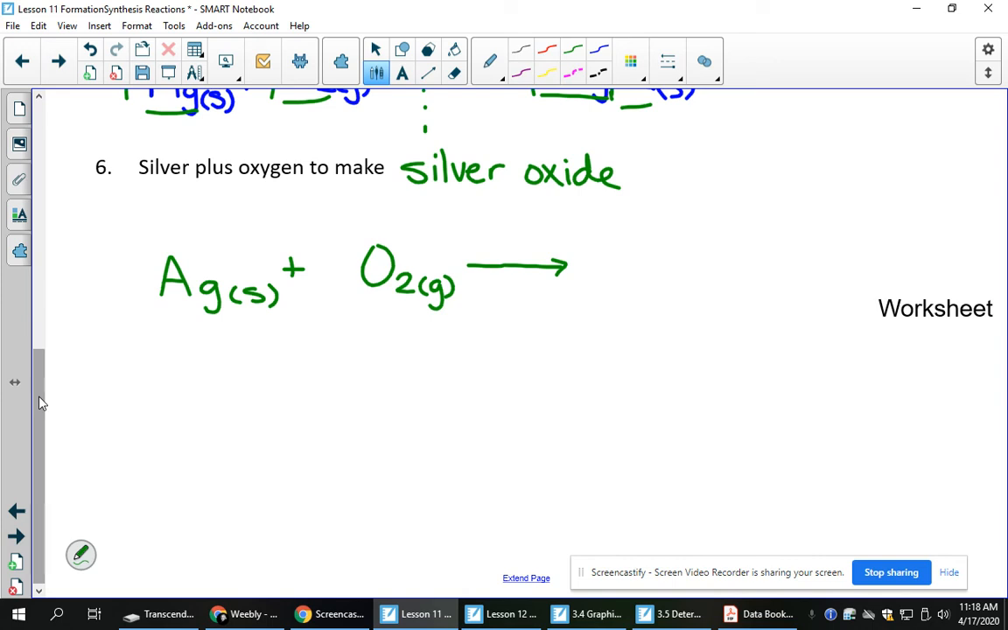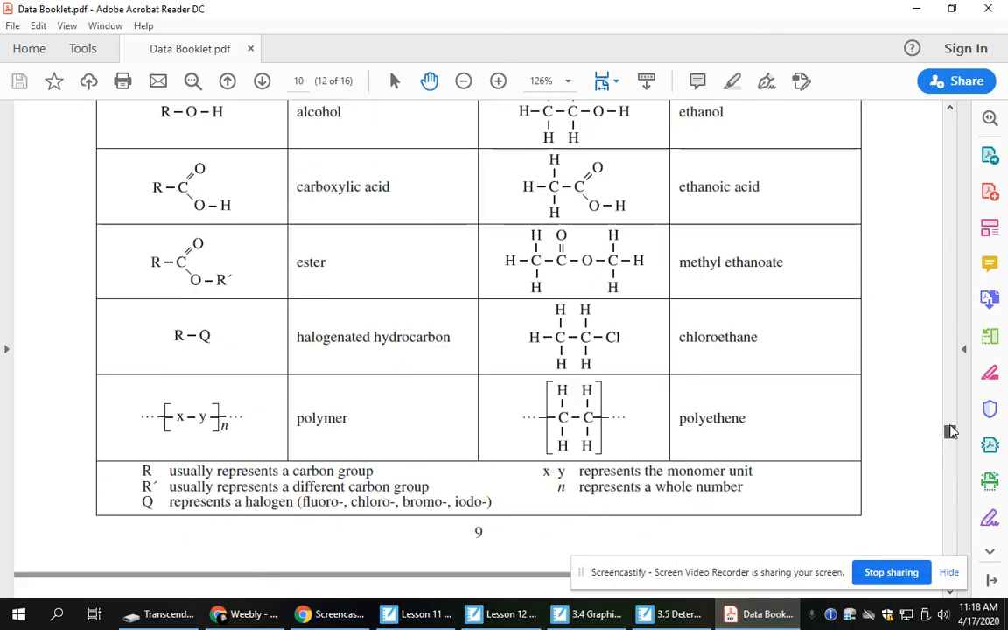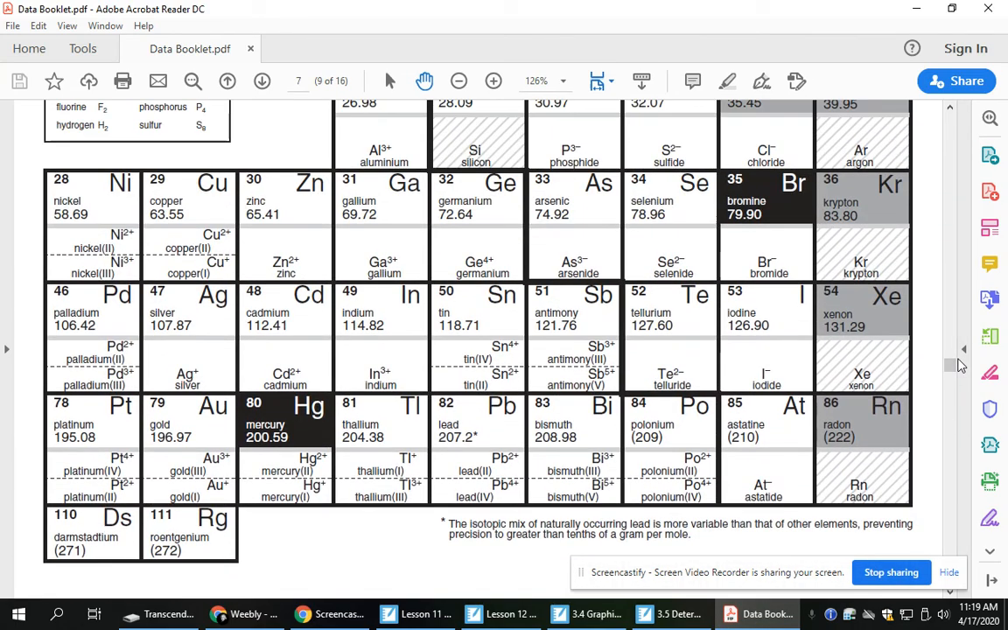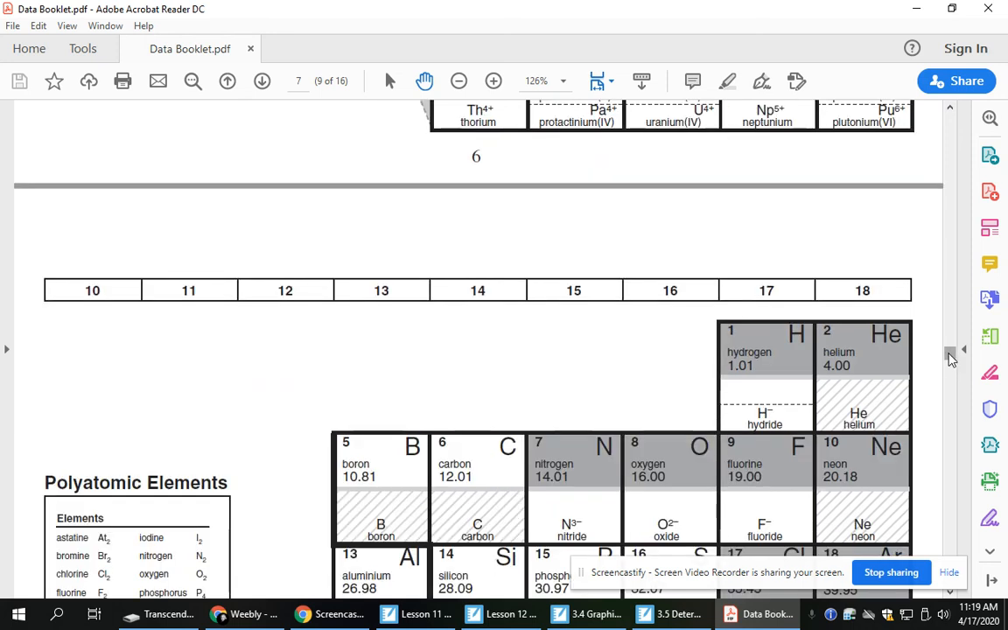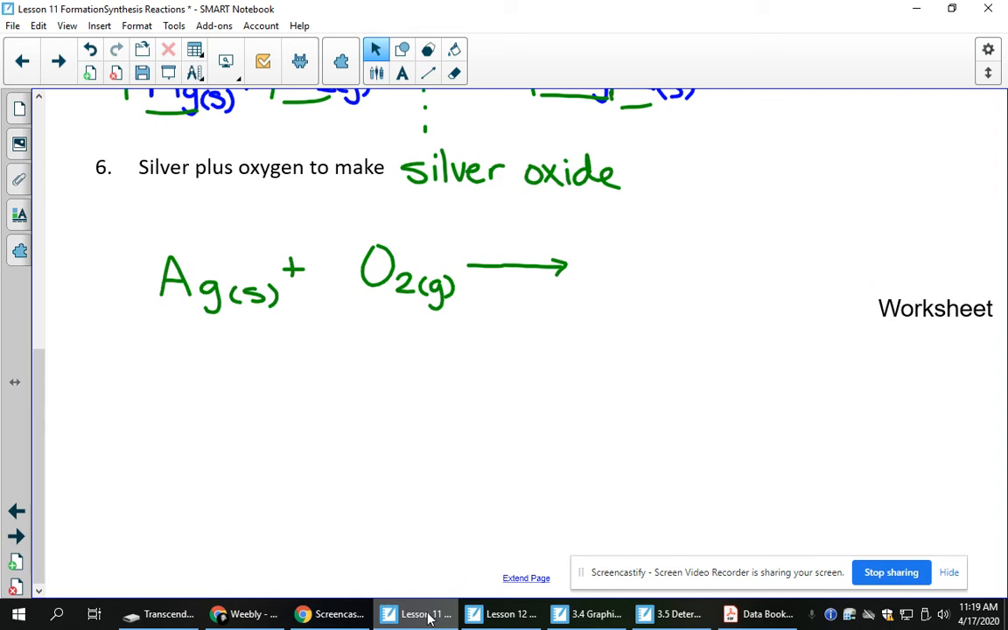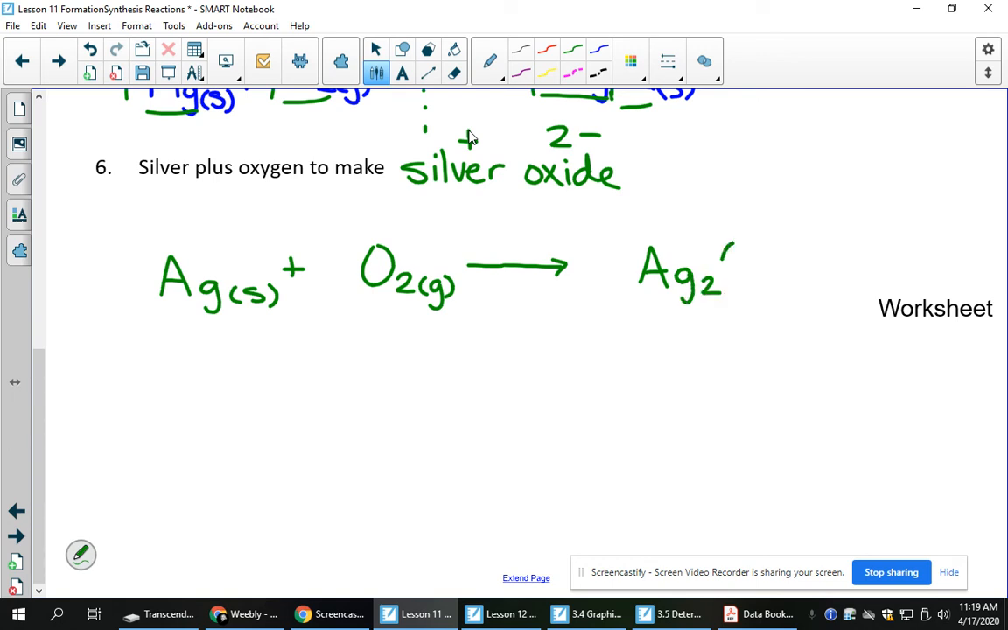And silver oxide, I'm going to need to know the charges. So looking for silver on my periodic table, I find it has a charge of +1. Oxygen has a charge of -2. Writing the charges and crossing them. Here we have silver oxide.